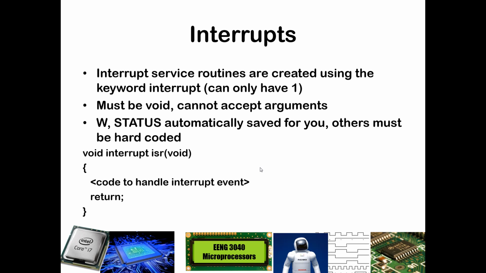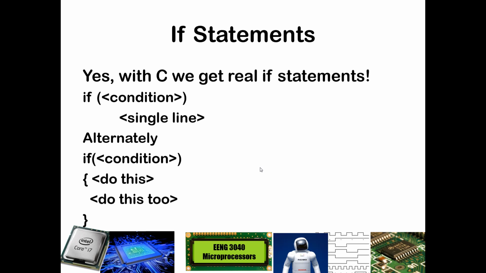But the interrupts are a special type of function. They can't accept arguments because you're not explicitly calling those. Those are called because some particular interruptible event has occurred. If statements, yes, you get those back in C, so that's nice. And we have a couple different options.